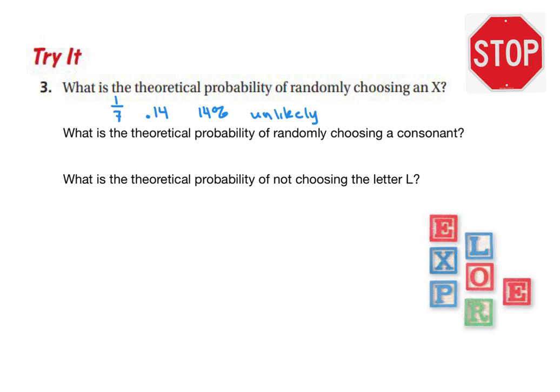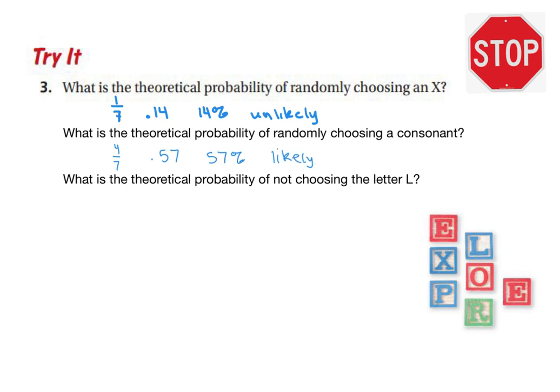What's the theoretical probability of randomly choosing a consonant? So there we'd have X, P, L, and R. So that would be 4 out of 7. And so 4 divided by 7 is 0.57, 57%. And we'd say that's likely.